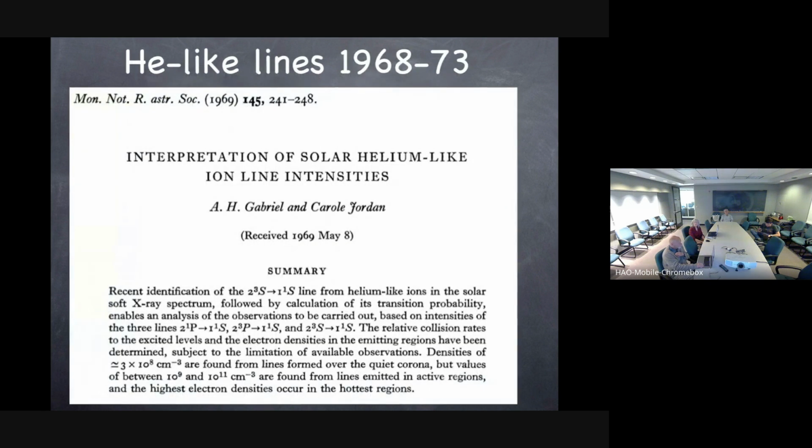Okay. Let me show you why. So here's a very nice article. This is really groundbreaking research where they had some early rocket spectra and stuff. And what the first sentence says to me is, the recent identification of the 2s triplet S to 1s singlet S line from helium-like ions, blah, blah, blah. That shouldn't happen, right? I mean, it's got the same parity, it's got a change in the spin.